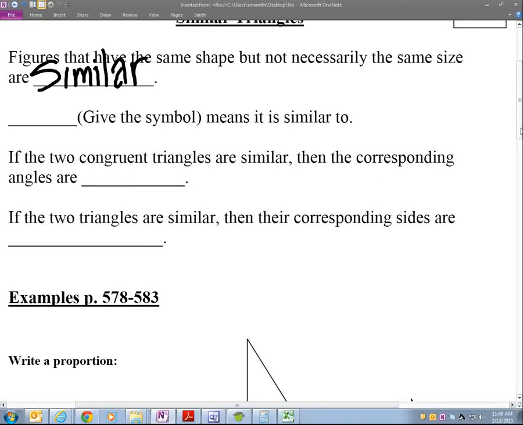Quiet, please. It is similar. Now, don't write this until I say to write it. The symbol that means similar is something close to what we did yesterday, but what's that symbol? That's congruent. This is actually a symbol for similar. It's just that top tilde.